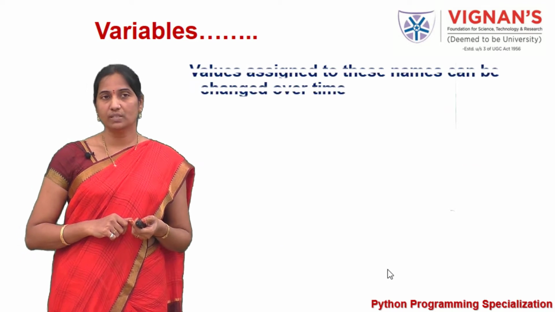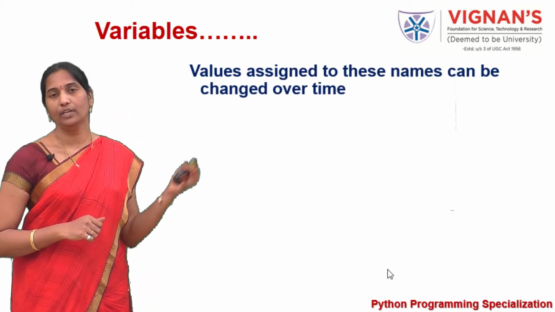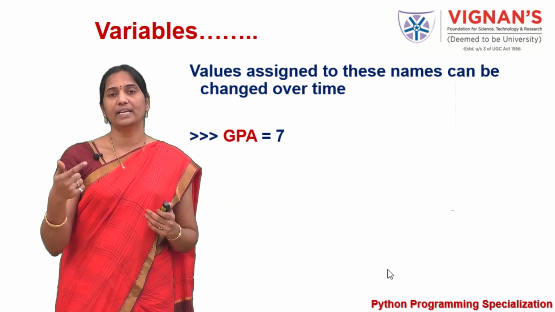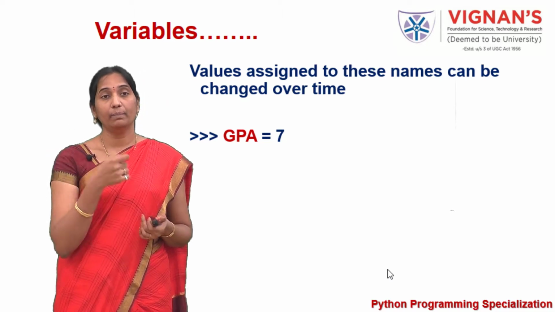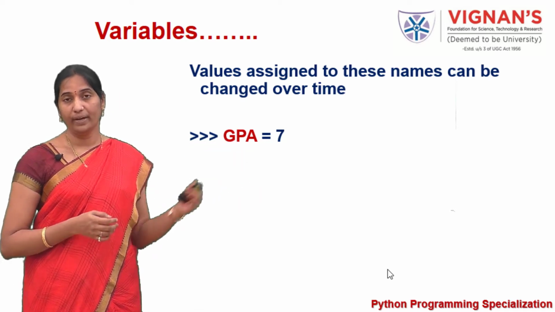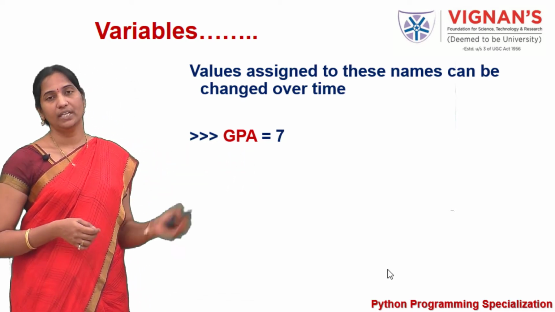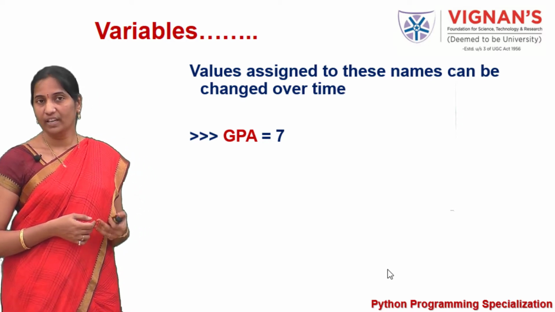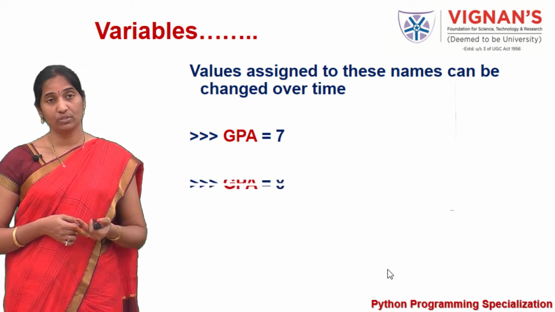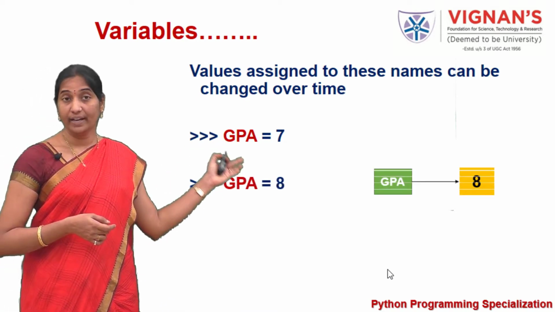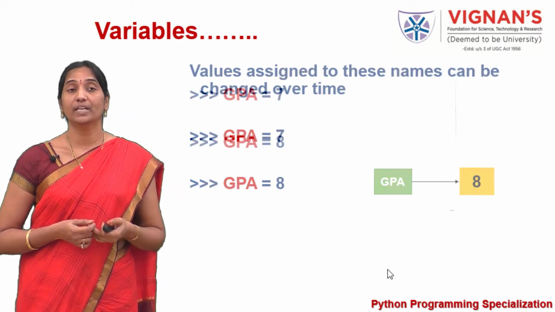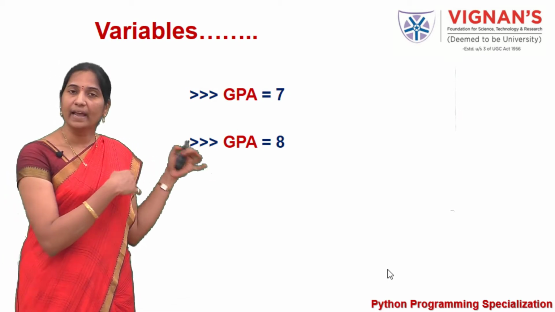The values assigned to these names can be changed over time. They need not be constant. That's why the name is given as variable. The name itself indicates that the value residing in it can be changed over time. Say, for example, the variable GPA, which indicates the grade point average of a student, is initially 7 in the first semester, but later on he improved his score and it could be increased to 8, depending on the performance of the student. So now the same variable is pointing to another object, that is 8 instead of 7, which was initially assigned to it. Or we can even have a different type also.